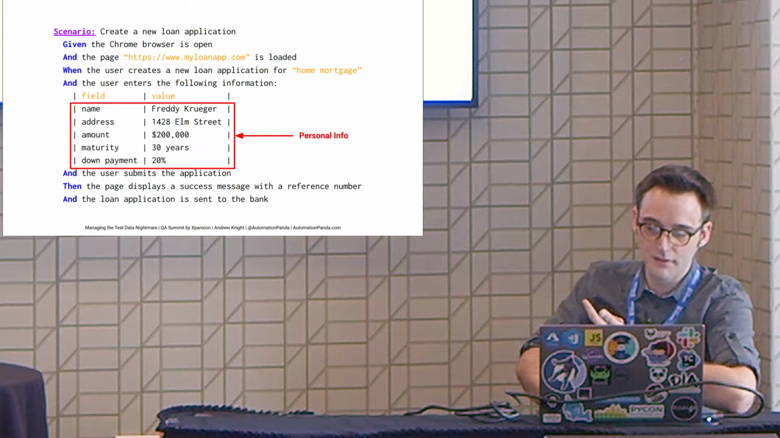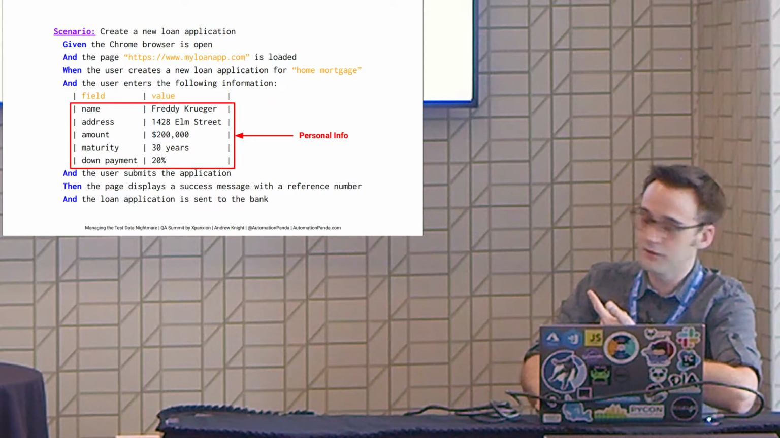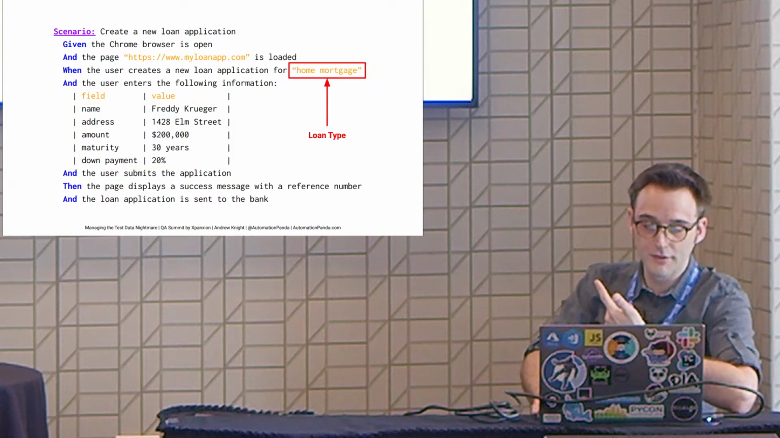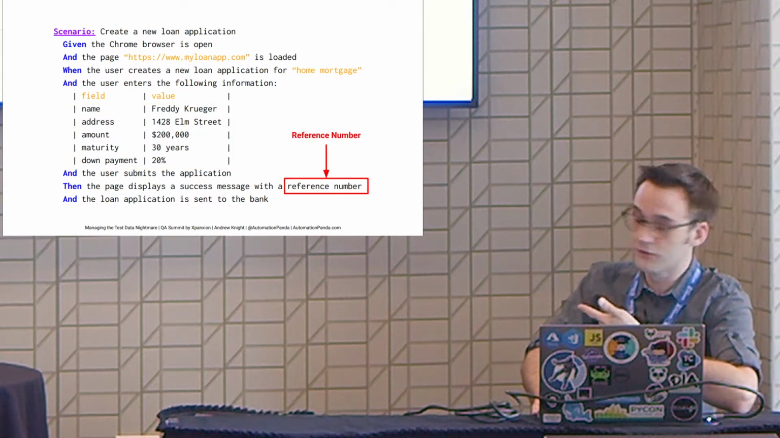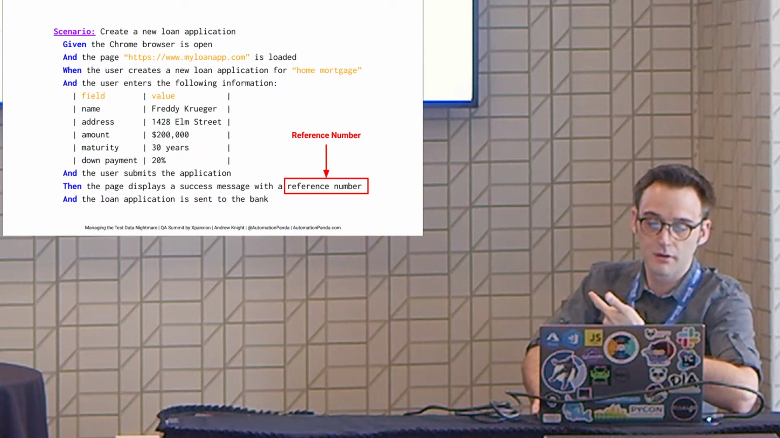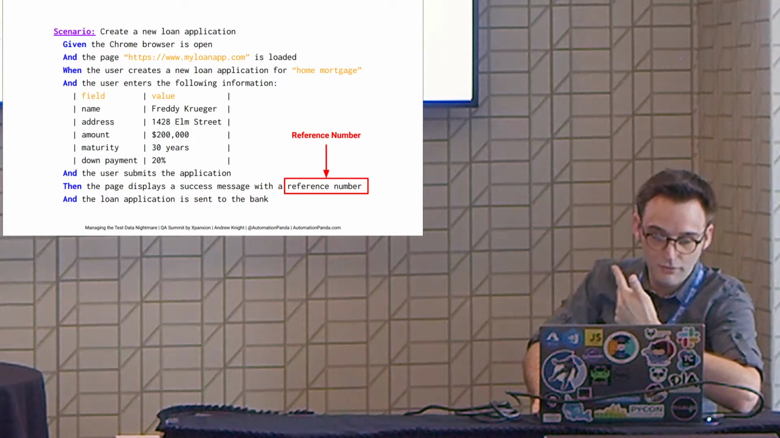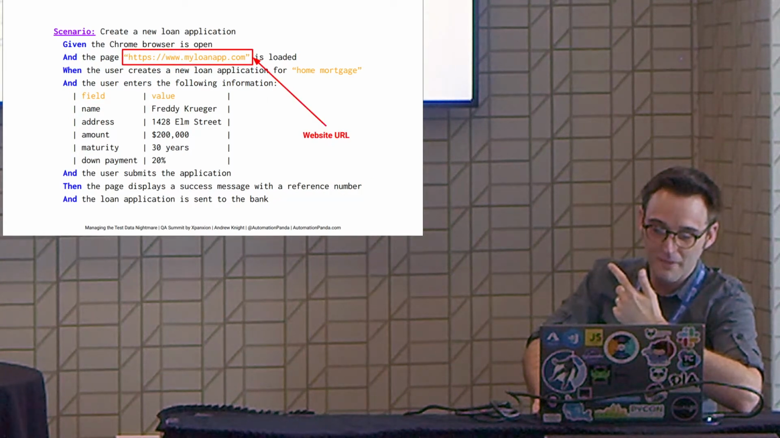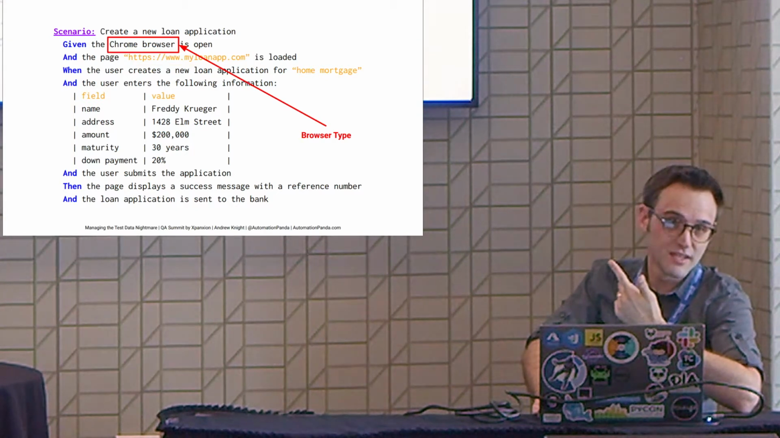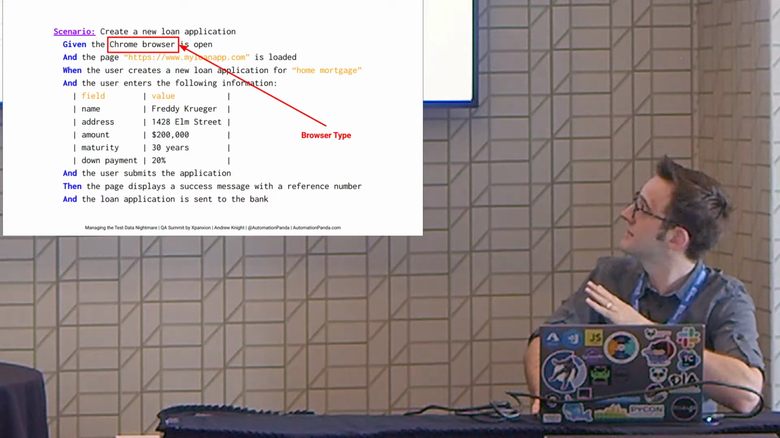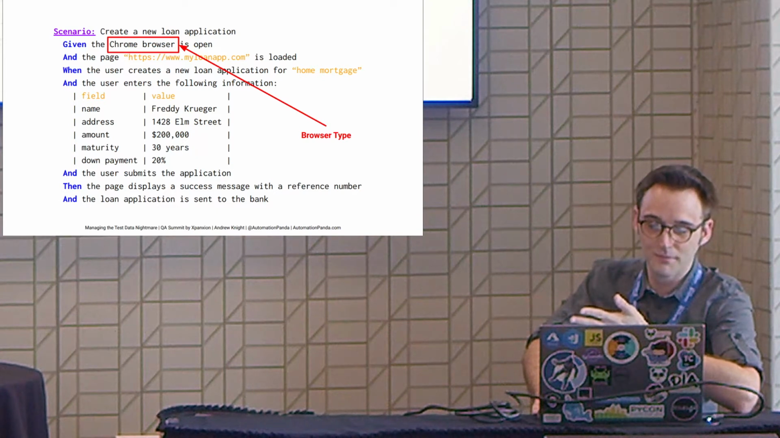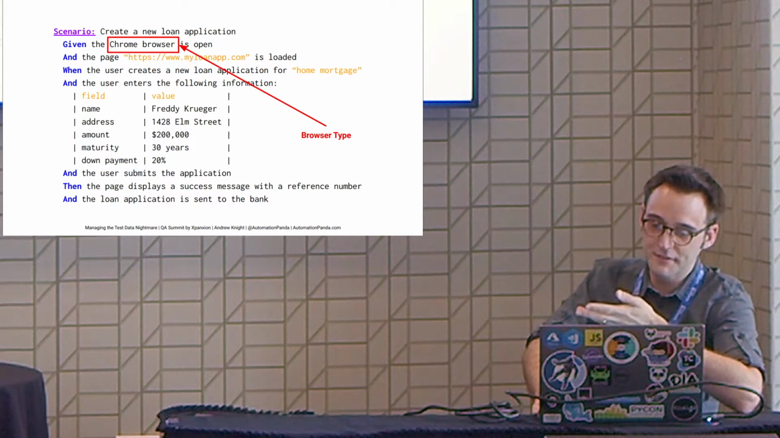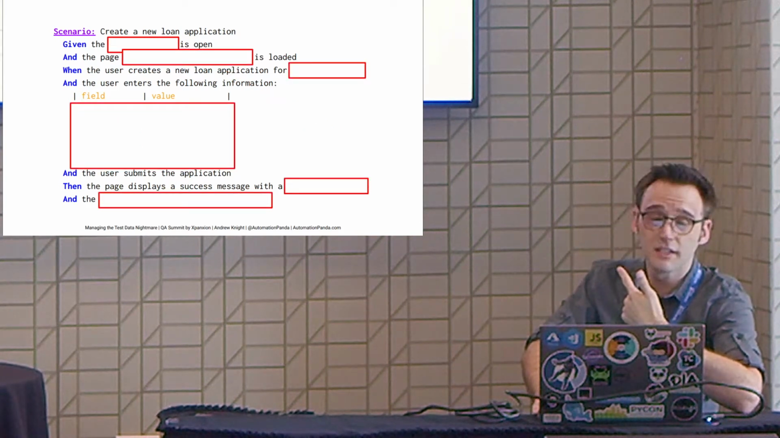There are many test data points in this short scenario. Most apparent is all the user's information in this table. We also have the type of loan, the record of the loan application that was sent to the bank, the URL, and the reference number. Whoops, forgot that one. There's the URL for the config info, and there's also the browser type, which is a test input. Test data is everywhere in this short scenario. It is inextricable from the test. Without specific data, this test would be meaningless.